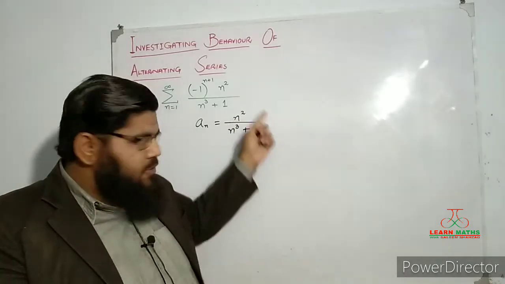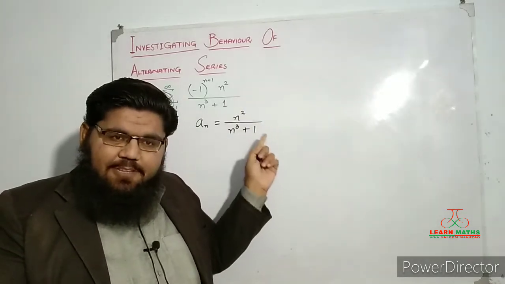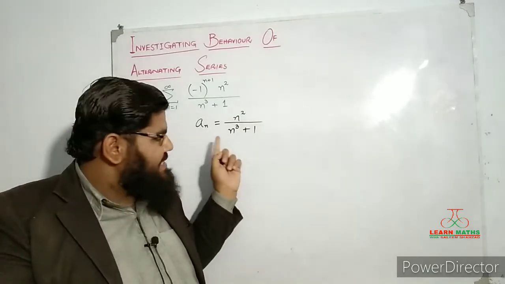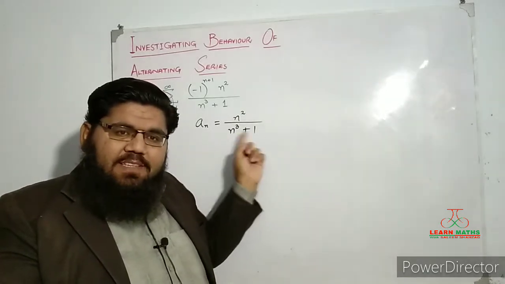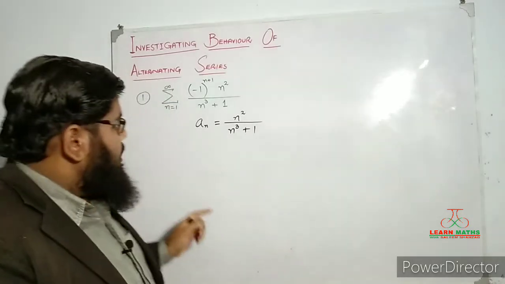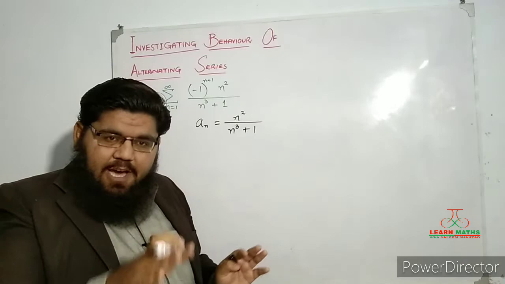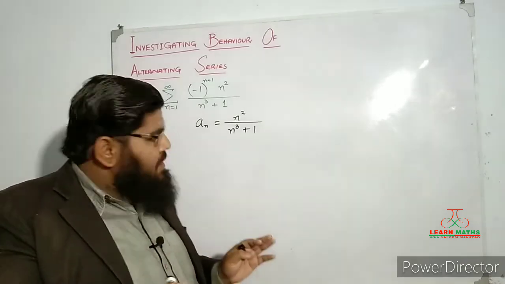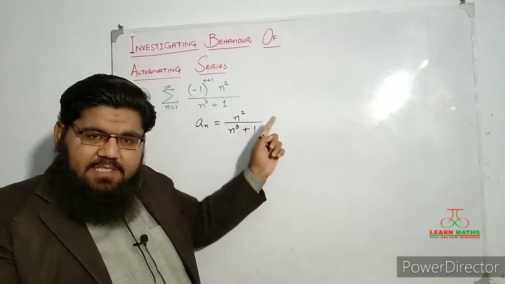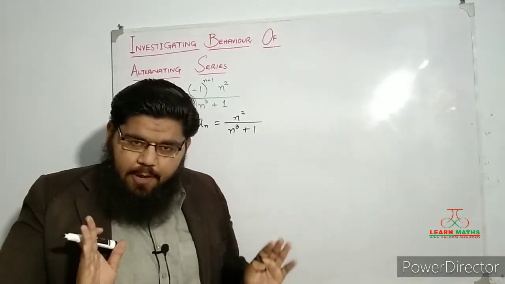Okay, the answer to this fraction will always be less than 1. And as much as you increase the value of n cube, this size will keep decreasing. So from this argument, we can conclude that the size of the terms of this series is actually decreasing as per our requirement.